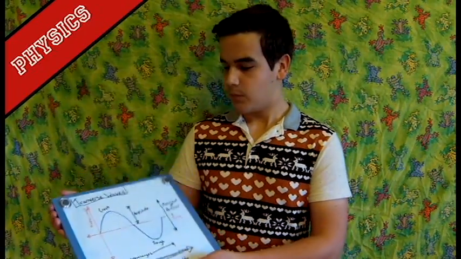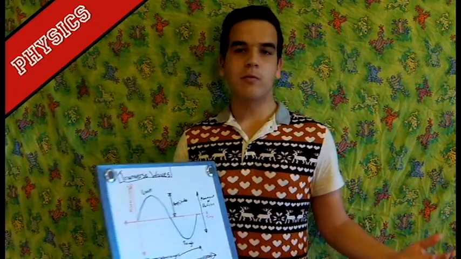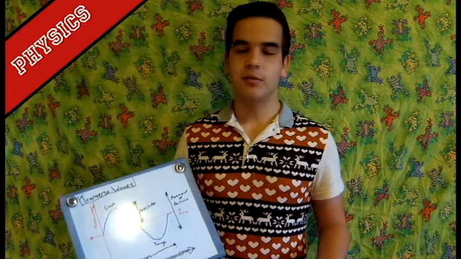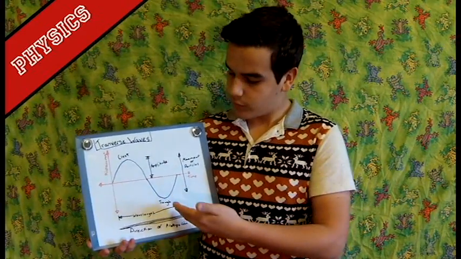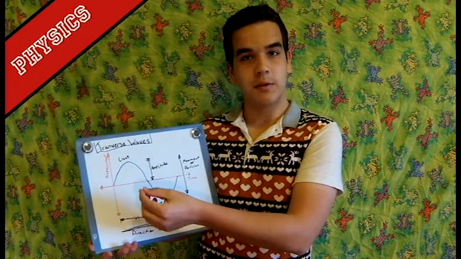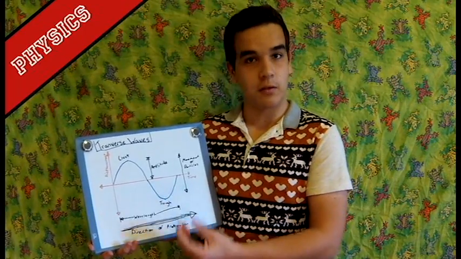In this video, we're going to be looking at transverse waves. Transverse waves occur all around us in nature, such as the waves in the ocean. Transverse waves consist of a crest and a trough. The crest being the highest point of a transverse wave, and the trough being the lowest.